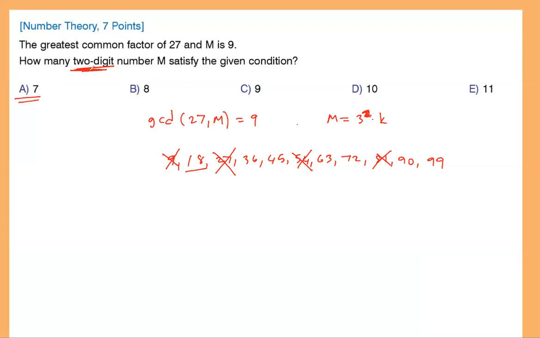So for that reason, I highly recommend highlighting some of the key points of the problem. So this was one of those tricks as well. So let's do one more.